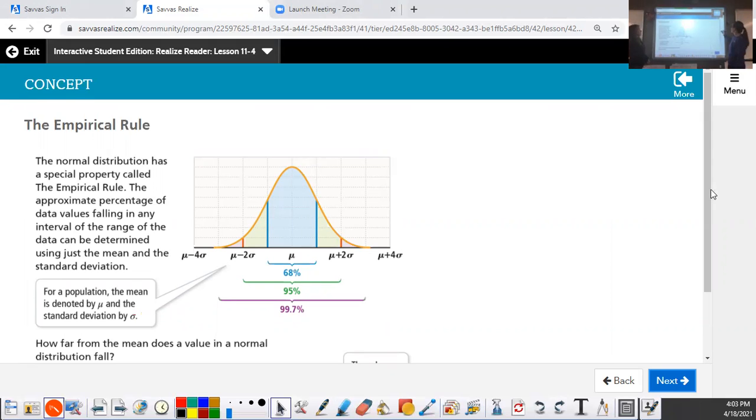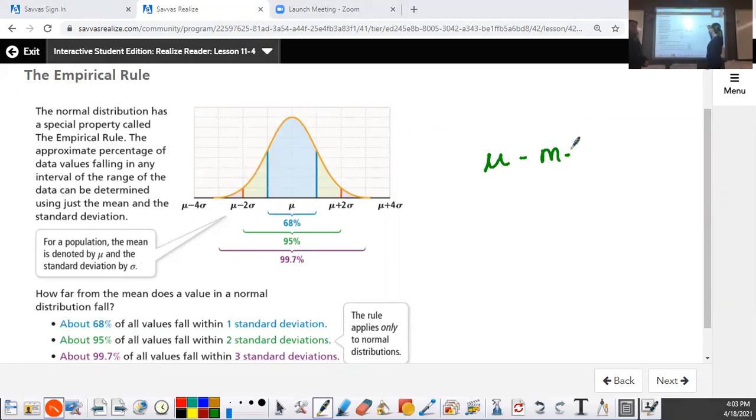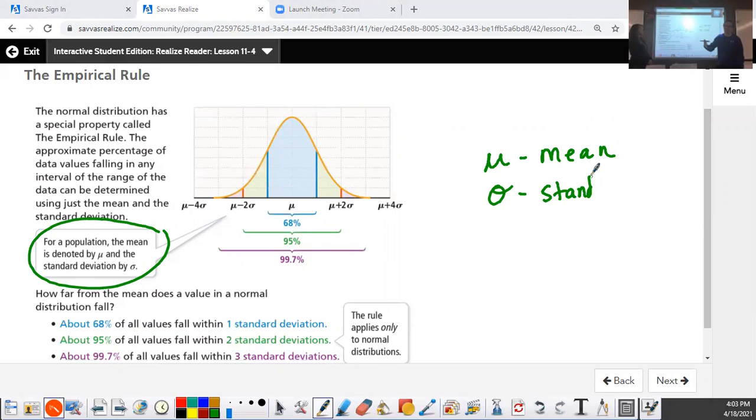Okay, so this is the empirical rule. This is the big deal, the famous one that you'll never forget after this. The normal distribution has a special property called the empirical rule. The approximate percentages of any data falling in the interval of the range of the data can be determined using just the mean and the standard deviation. These are two symbols that they don't really introduce you to enough. I suppose they're right here, but from this point forward, you are going to be expected to know them and recognize them.